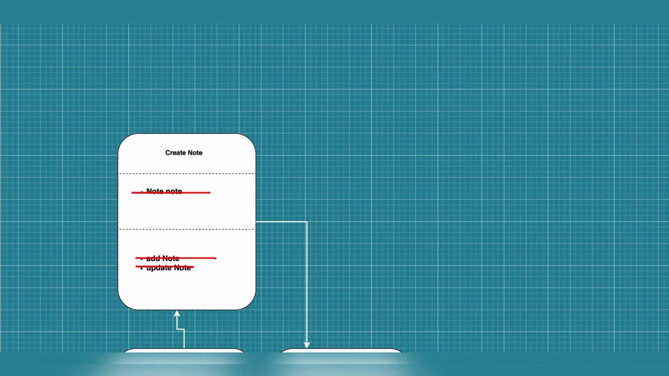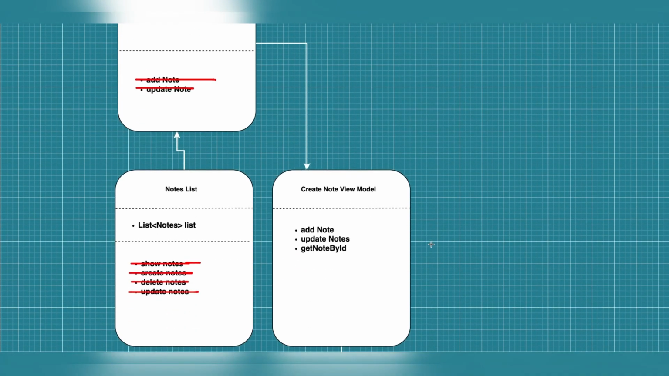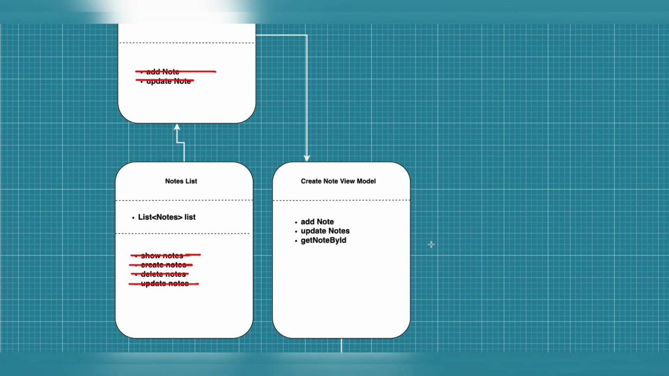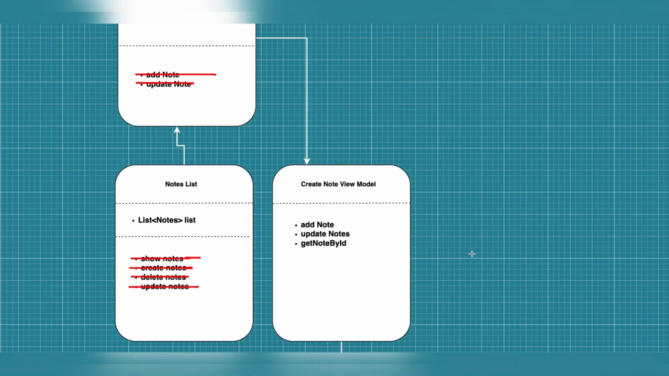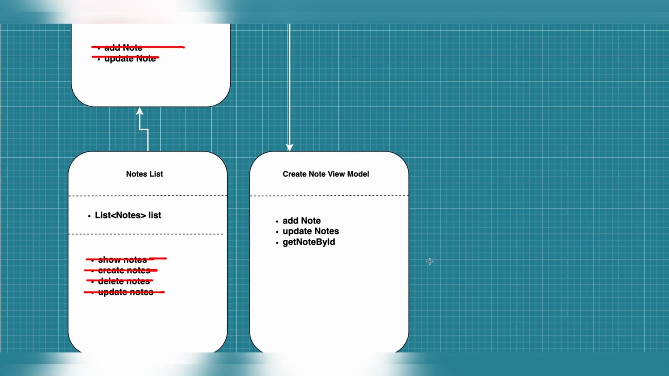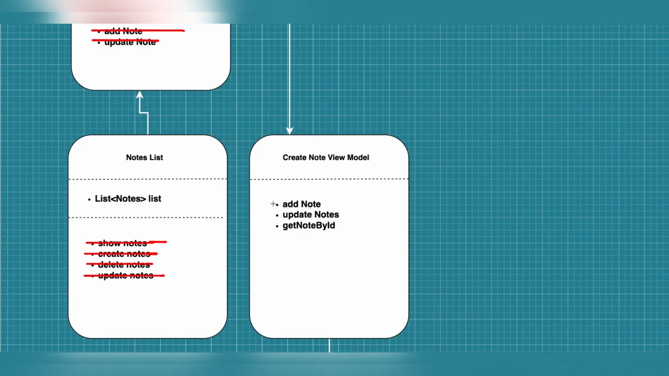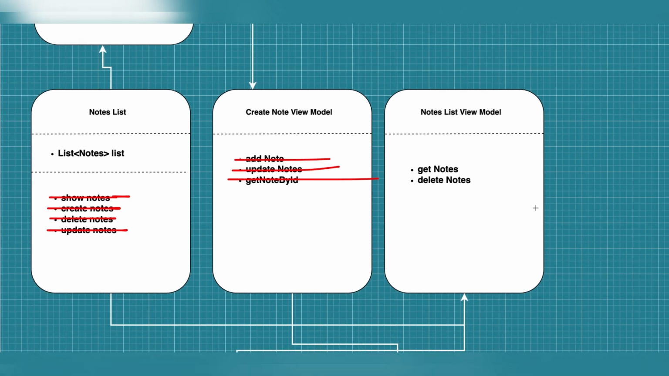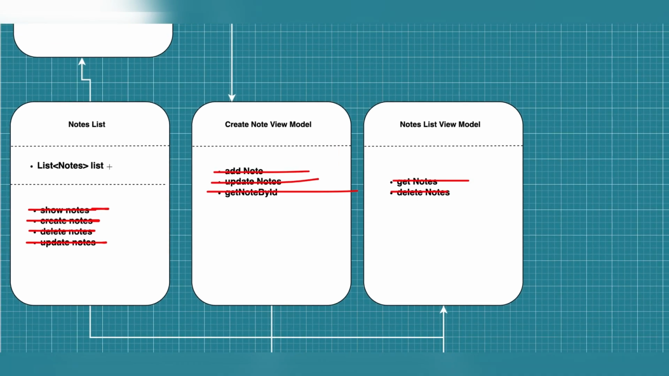Next, the UI alone can't do anything on its own. It needs business logic to perform real actions. That's why we have a separate business logic layer. We use a create note view model to create, find and update notes, and another view model that we call the list view model, which helps to list and delete notes.